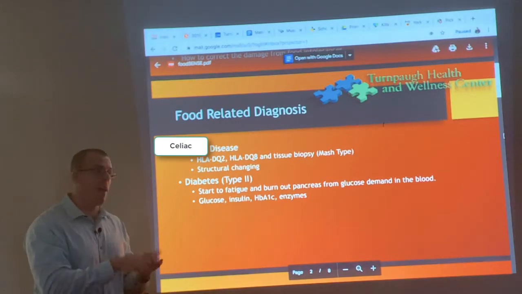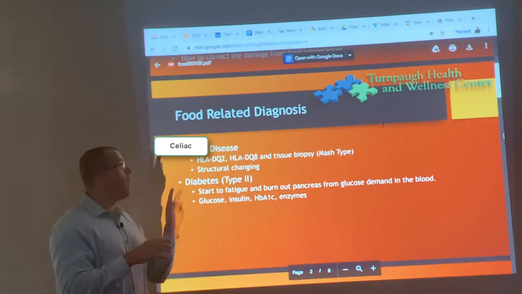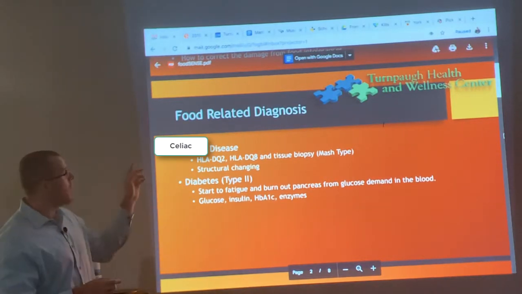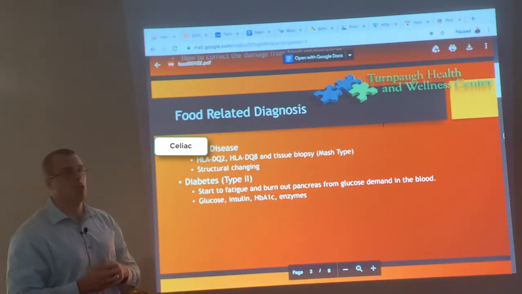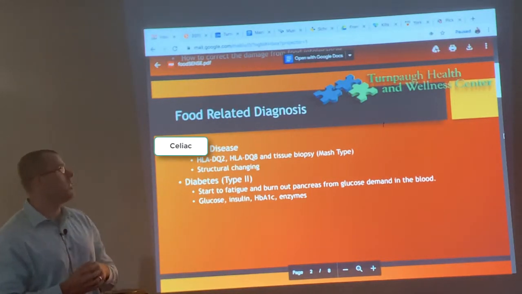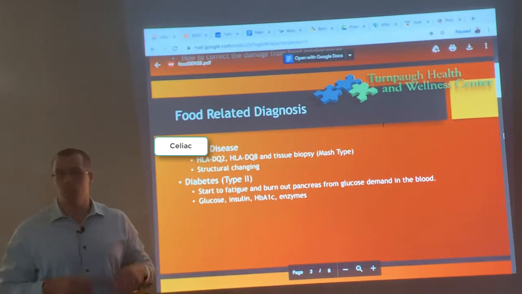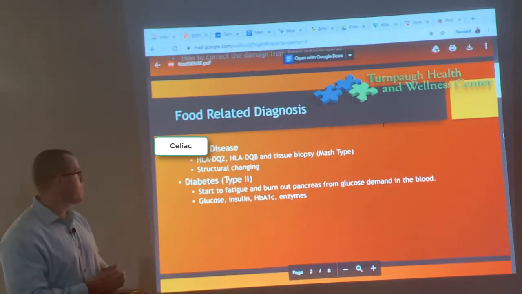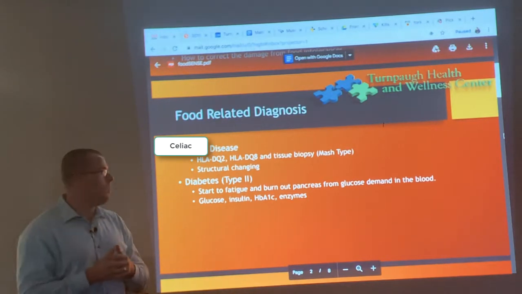But you can still have gluten sensitivity or gluten intolerance without having celiac disease. Ideal testing, as we talked about, is the Marsh type, and then you can also do your genetic testing of HLA-DQ2 and HLA-DQ8, which is the genetic test for celiac disease. Type 2 diabetes, I think most people are familiar with this.